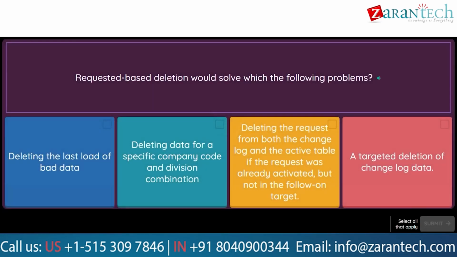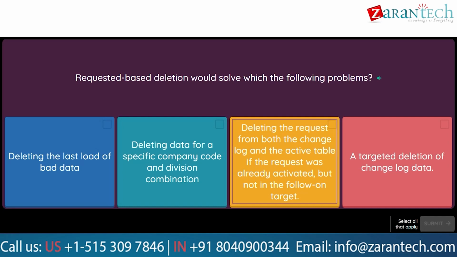Question: requested deletion would solve which of the following problems? Option 1, deleting the last load of bad data. Option 2, deleting data for a specific company code and division combination. Option 3, deleting the request from both the change log and the active table if the request was already activated, but not in the follow-on target. Option 4, a targeted deletion of change log data.